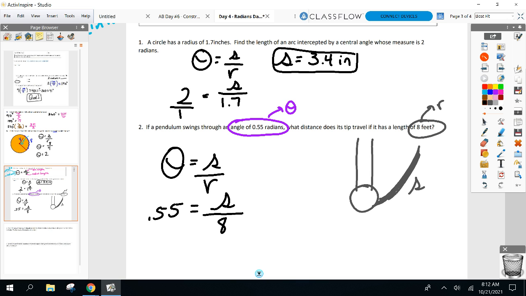Question? Do we need to draw a picture if we got a problem that talks about a pendulum? What about it? Do we need to draw a picture for it? I don't care. Go ahead. I don't grade diagrams, I grade work. So how far does it travel? 4.4 feet, because we're in feet.